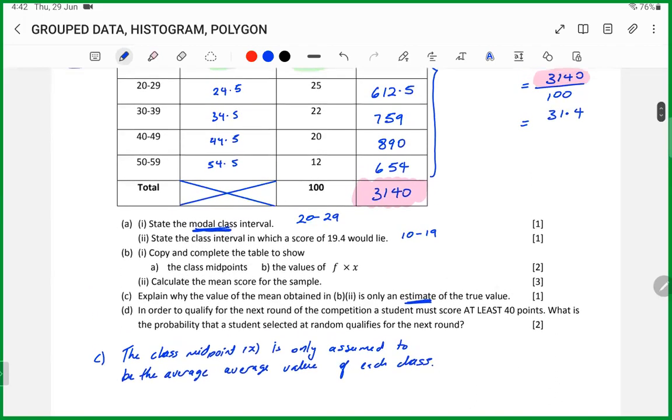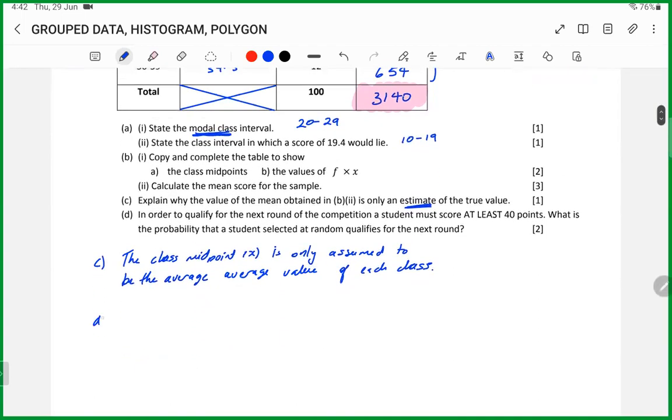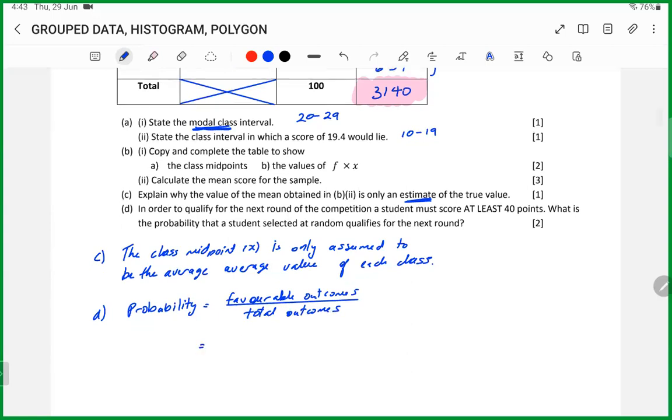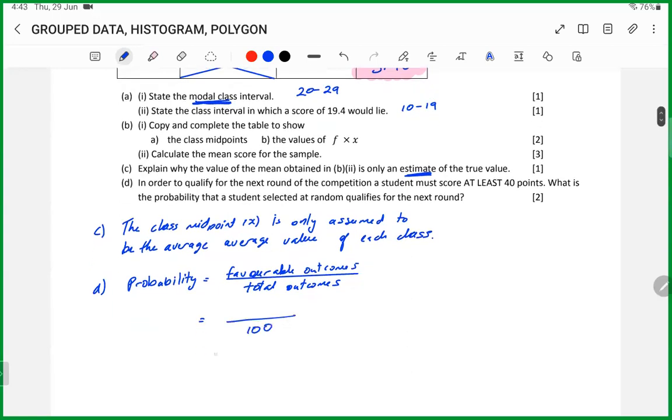And then the last part D. So probability, we did that before. If you recall, probability is the total favorable outcomes over the total number of outcomes. Now, we were already told that there were 100 students in the competition, right? So we know that the total outcomes is 100.